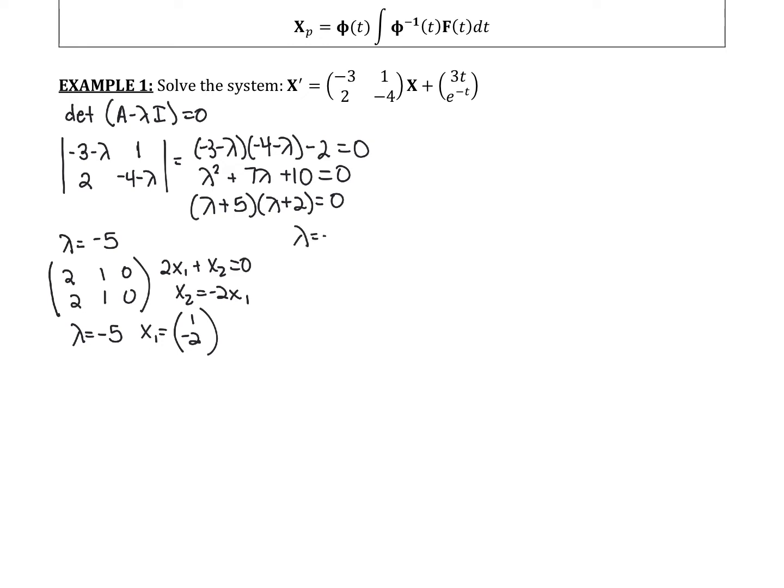Repeat that process with lambda equals -2. -3 minus -2 is -1. 1, 2. -4 minus -2 is -2. And so we get -x1 plus x2 equals 0, which means x2 equals x1. So with the eigenvalue of -2, the eigenvector that goes with it would be 1, 1.